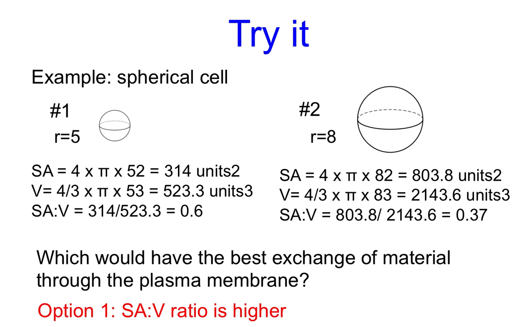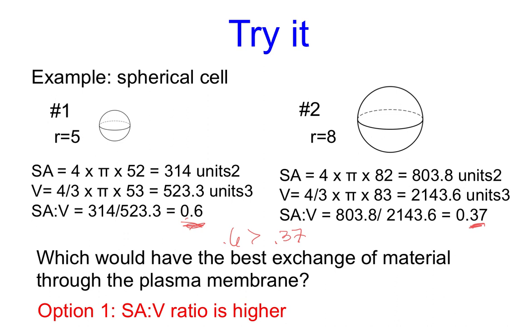So I've given you 2 examples. Let's try it. I want to make sure that you're able to put this in your calculator correctly, so I've given you the answers. Here we have spherical cell number 1, which is r equals 5, and spherical cell number 2. Now, just by looking at that, which do you think has a higher surface area to volume ratio? Which cell is more efficient? So cell number 1, the ratio is going to be higher. You can see when I've calculated it out right here that it is higher. So 0.6 is greater than 0.37.